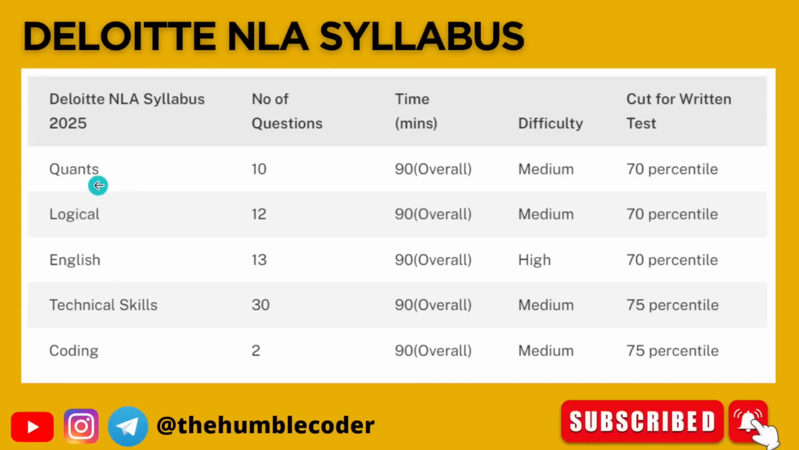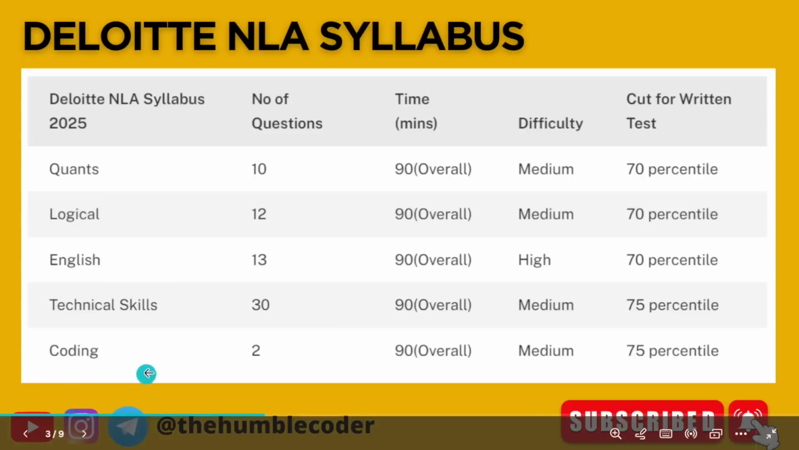Now from quantitative aptitude you will get 10 questions, then from logical reasoning you will get 12 questions, then from English, or verbal ability you can say, you will get 13 questions, and then from technical skills or computer fundamentals we will get 30 questions. And then coding we will get 2 questions.